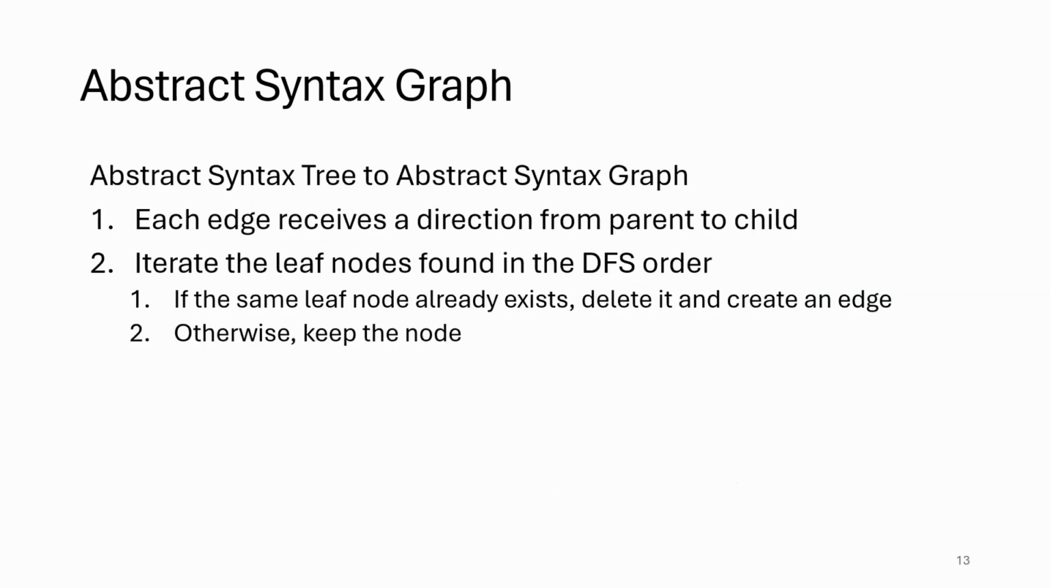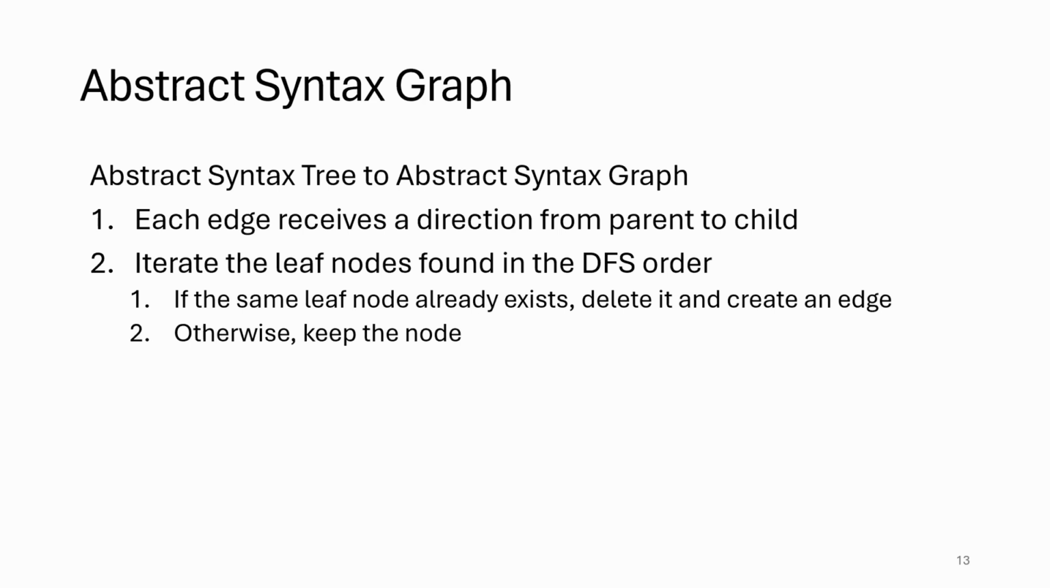So the algorithm to construct an abstract syntax graph from an abstract syntax tree is quite simple. First step is to iterate each existing edge and give it a direction from the parent to the child, because we mentioned that we want to make a directed graph. And the second step is to iterate all the leaf nodes in the depth first search order. This order doesn't matter that much. It has been chosen just because of its serialization and deserialization from the syntax tree, but it can be even depth first search.